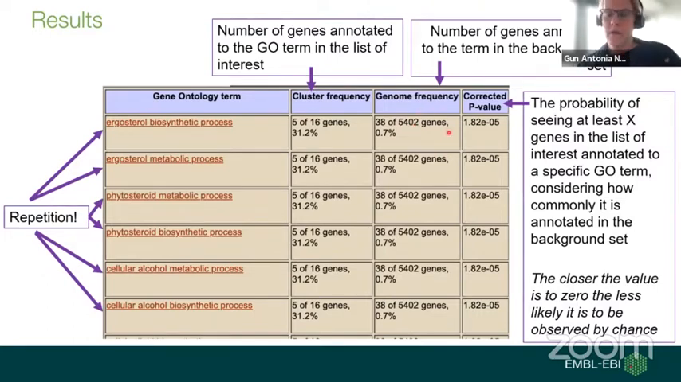And the p-value is the probability of seeing at least X genes in the list of interest annotated to a specific GO term, considering how commonly it's annotated in the background set. And obviously, the smaller it is, the less likely it is to be observed by chance.